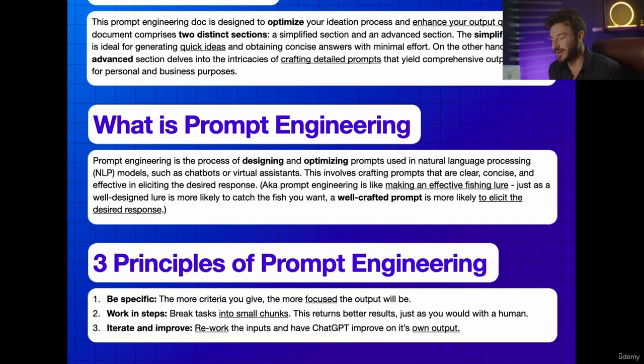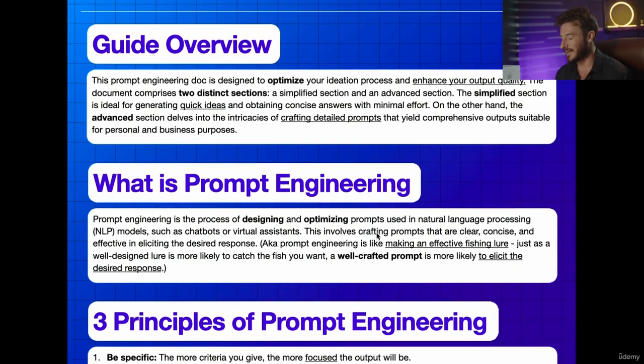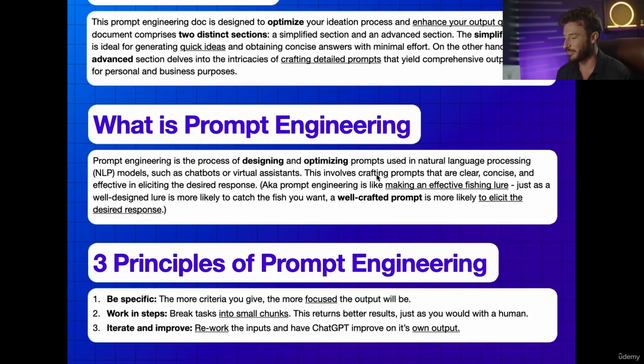So what is prompt engineering? Prompt engineering is the process of designing and optimizing your prompts using NLP models like ChatGPT, and this involves crafting the prompt, like we mentioned, in a clear, concise, and effective way so you can get your desired output. And I put a little bit of a metaphor here: prompt engineering is like making an effective fishing lure. Just like a well-designed lure is more likely to catch the fish you want when you're fishing, a well-crafted prompt is more likely to get your specific response or desired output.